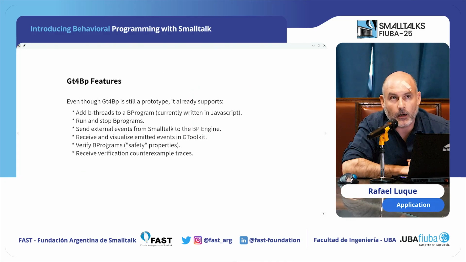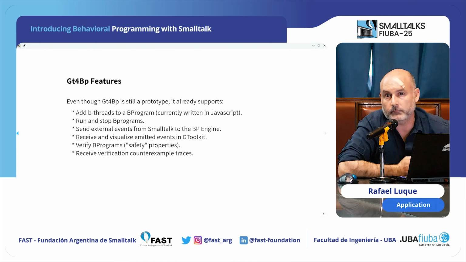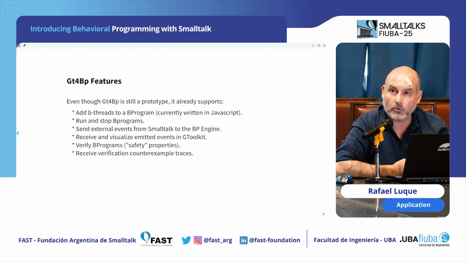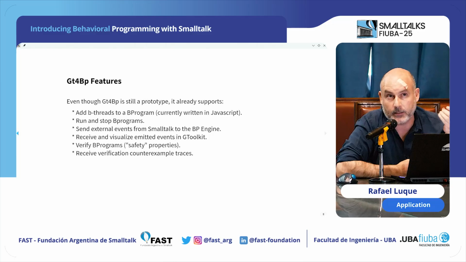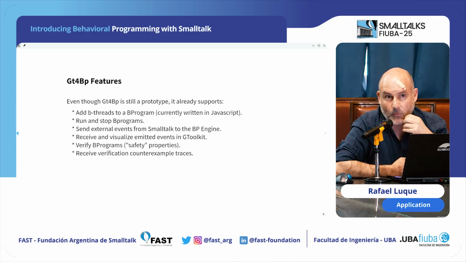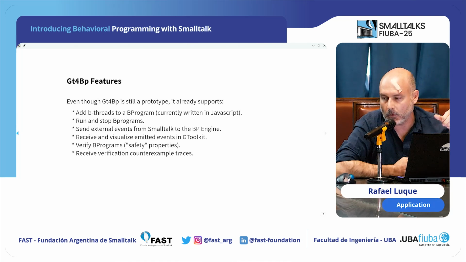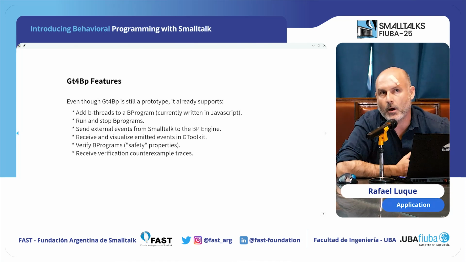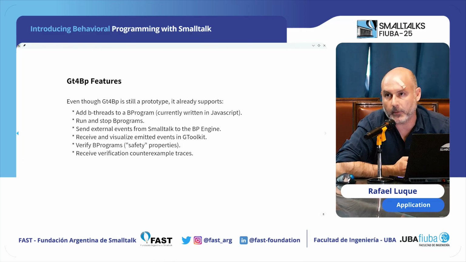As I said, GT4BP already provides some interesting features, like we can add B threads to a B program currently written in JavaScript. We can run and stop the B programs. We can send external events from the Smalltalk image to the B program. External events because these are events that are not requested by any B thread. They come, for instance, from the user interface, from clicks or some kind of action in the graphical user interface. Or in the case of a microservice, these events could be consumed by our microservice from a Kafka topic or RabbitMQ topic, for instance. We can also obviously receive behavioral program events emitted by our B program.